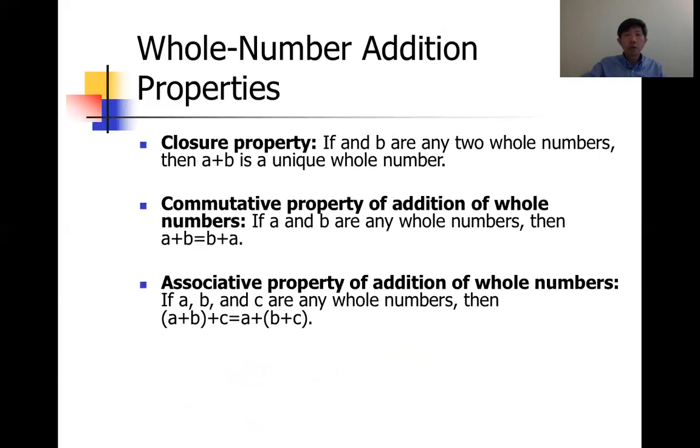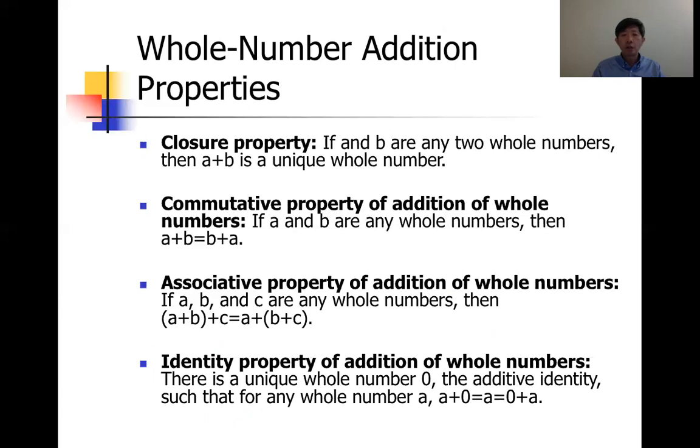Now the next property is called the identity property of addition of whole numbers. There is a unique whole number 0, the additive identity, such that for any whole number A, A plus 0 equals A, which is equal to 0 plus A. So that means 0 is a unique number. You take any number plus 0, and you get the number itself. For example, we have 5, and you plus 0, the answer is still 5. You have 6 plus 0, the answer is still 6, right? Okay. So those are all the properties.